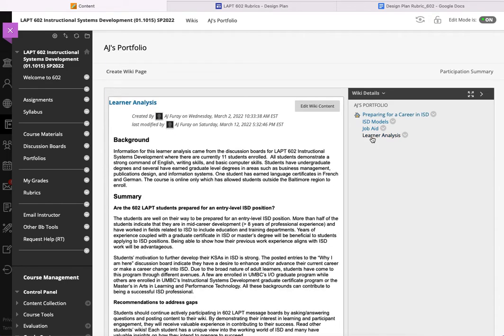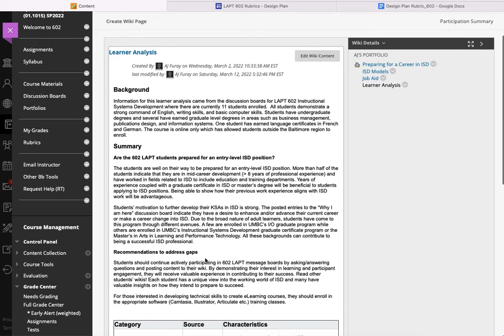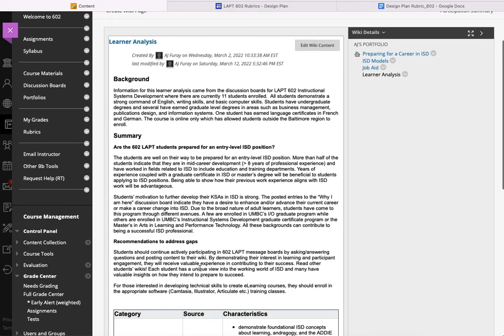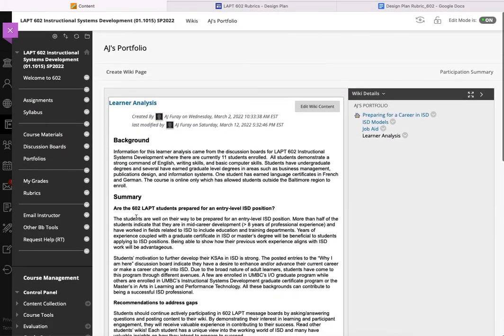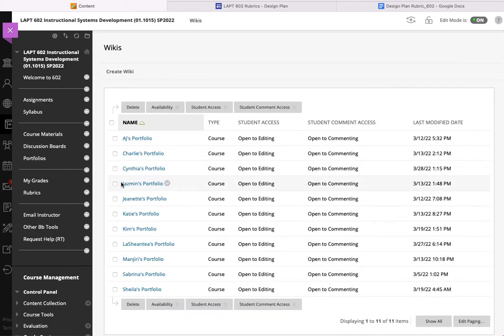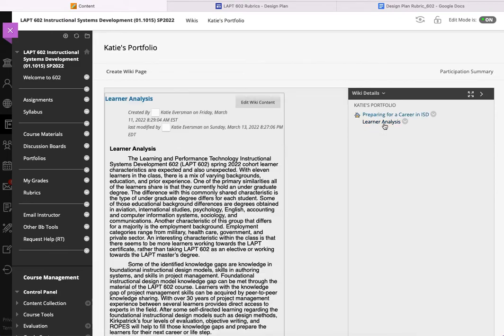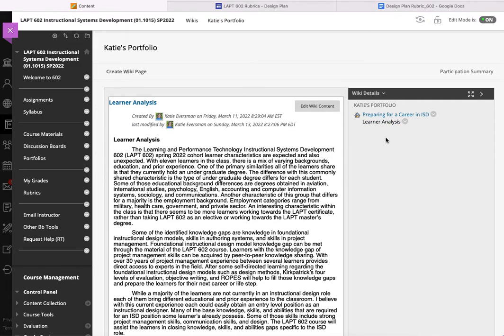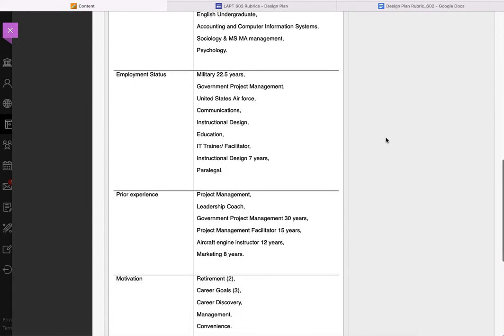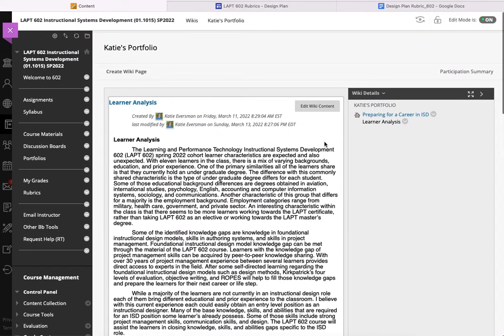You all have also written a learner analysis or population analysis. So we know who is and who isn't prepared for an entry-level ISD position. We've all written recommendations on how to address those gaps. Right? So if you are feeling like, oh, I'm not really sure that I have what I need, hop on out to the portfolios and look at someone else's learner analysis. I just opened Kate's, right? Everything you need to know to write a design plan for this hypothetical low risk course is available to you in the work you've already done.